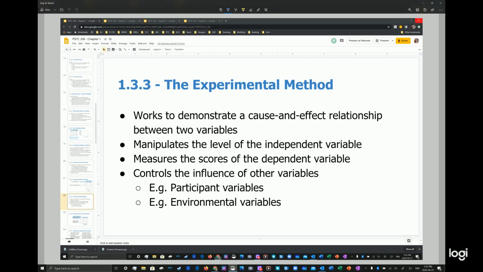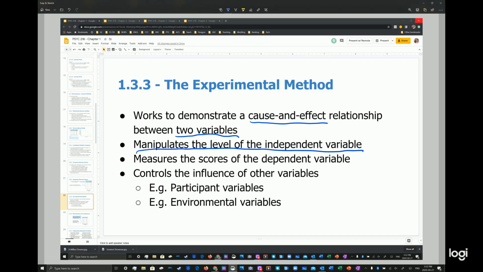When you compare between groups, you can either make the people go into different groups or just observe the groups as they occur. In an experimental method, you are making the change and you are assigning the groups. So when you do that, because you have made the changes, you can start to demonstrate and test a cause and effect relationship between two variables between groups. And we do this by manipulating the independent variable.